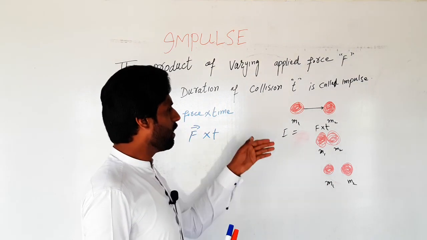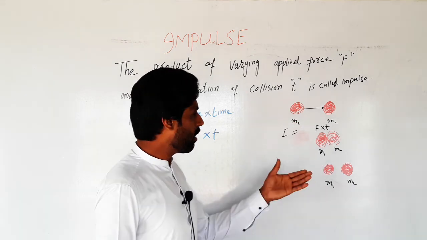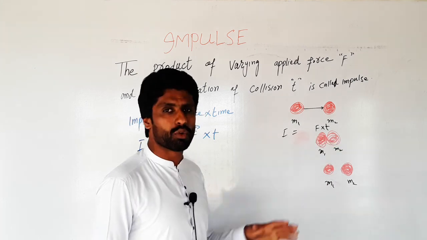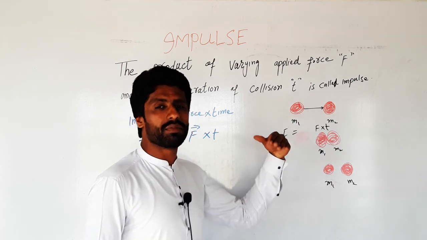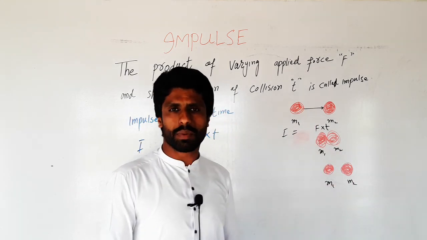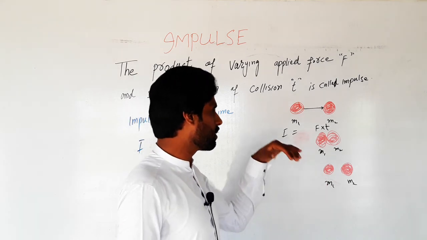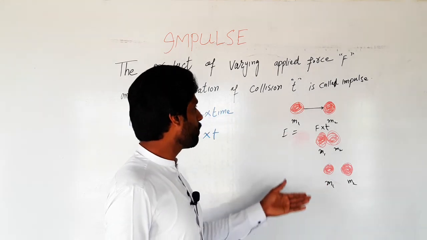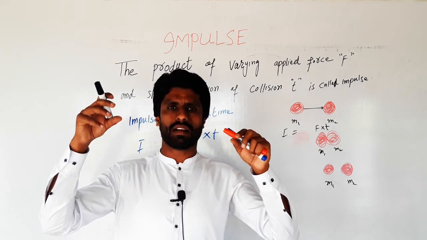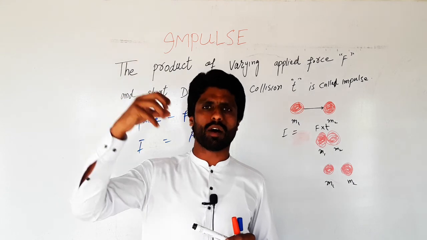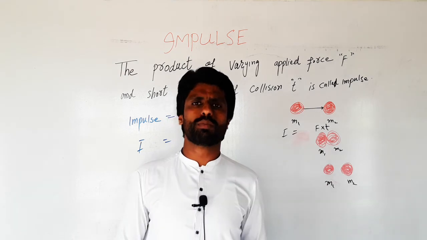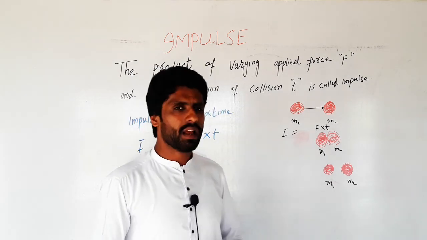And in the next step, when another object collides with M2, or the same M1 collides with M2, this is the next impulse. Its value changes because of the time duration and because of the force applied. It means when an object is moving and force is applied on it in a short interval of time, the variation in its motion is known as impulse.